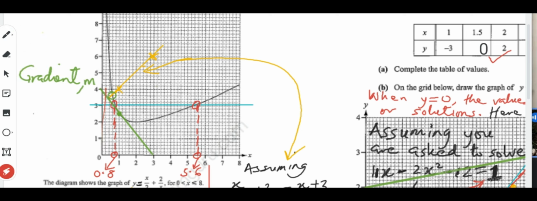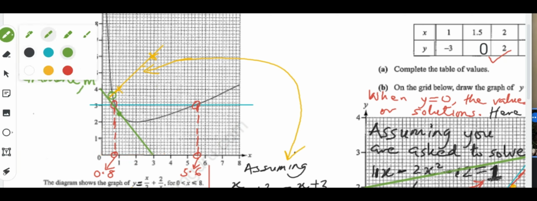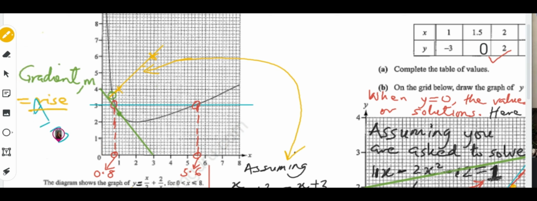This is already the rise. From 0 to 4 is rise. From 0 to 3 is run. By the way, gradient is equal to rise over run. Oh, sorry, just a moment. Let me write the formula. Rise over run. You just need to be careful how you allocate the sign to the gradient. The rise is the vertical height. Rise. Run is the horizontal height. Run.